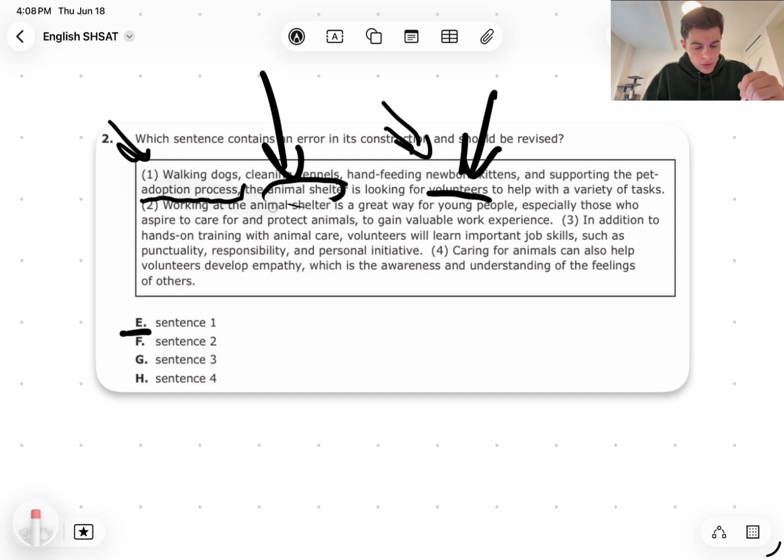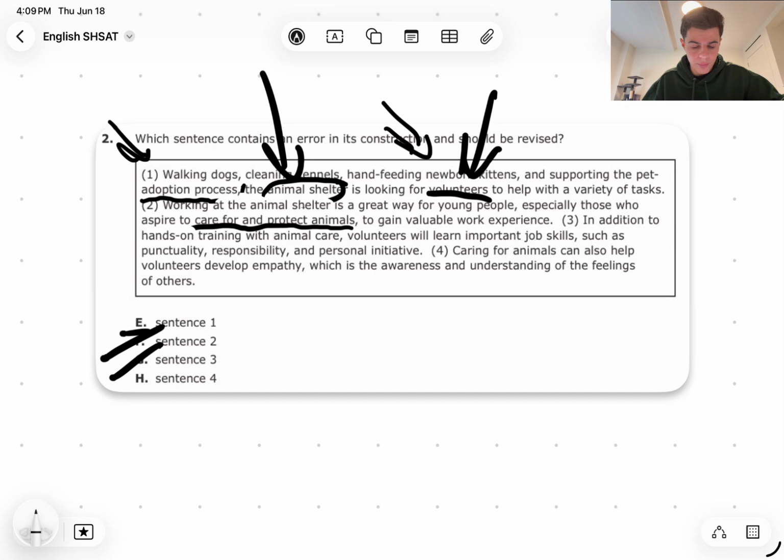Working at the animal shelter is a great way for young people, especially those who aspire to care for and protect animals, to gain valuable work experience. That's fine, right? We even have some embedded non-essential information. Sentence is fine. So I'm going to eliminate F. In addition to hands-on training with animal care, volunteers will learn important job skills, such as punctuality, responsibility, and personal initiative. Again, no problem there. Sounds fine, right?